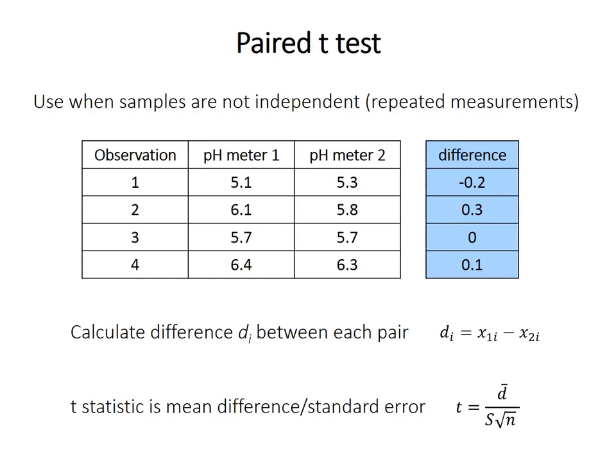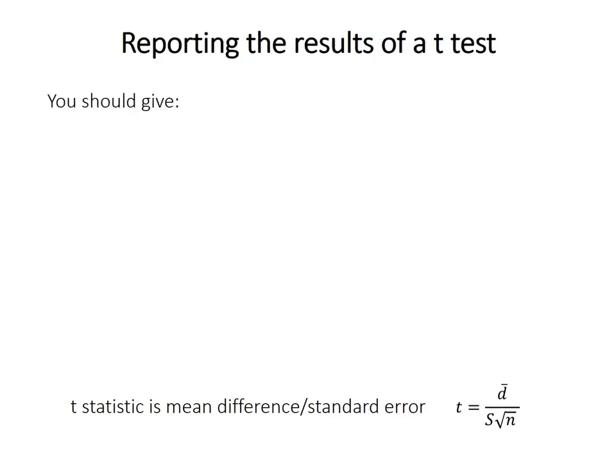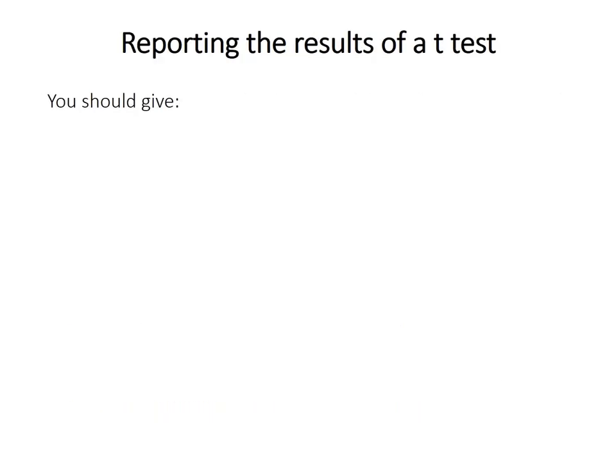And we can just divide by the square root of n. There's no need to worry about the pooled standard error because the number of observations is the same in each of our two measurement categories. So after this point, the calculation of the p-value from this t-statistic works in the same way that it did with the standard test.